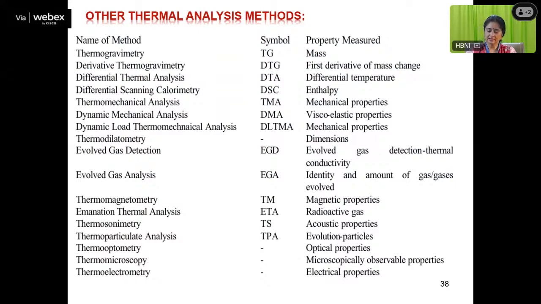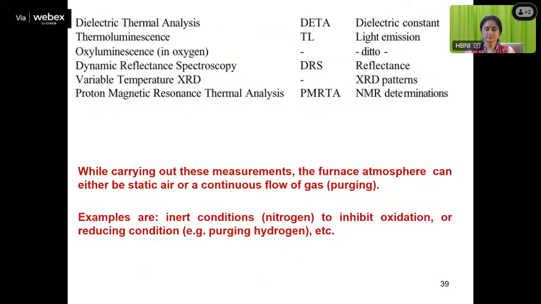So now these are the various other techniques. You can have a look for your knowledge. And these are also continuing here. So there are a lot of various parameters that can be focused on and a lot of various things can be done by thermal analysis. While carrying out this measurement, the furnace atmosphere can either be static air or a continuous flow of gas. So these two give different information.